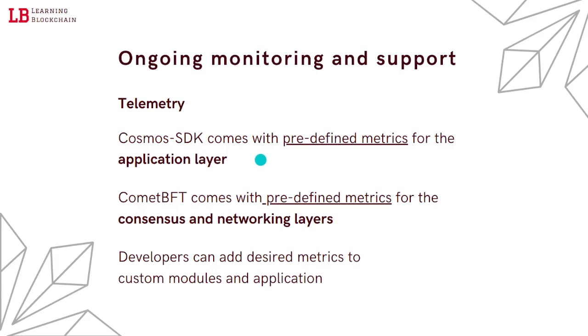The Cosmos SDK comes with some predefined metrics for the application layer, and CometBFT comes with predefined metrics for consensus and networking layers. Additionally, developers can add the desired metrics to custom modules and applications.